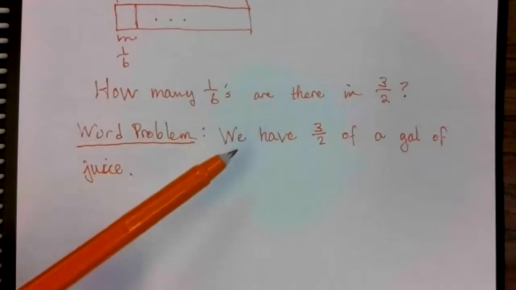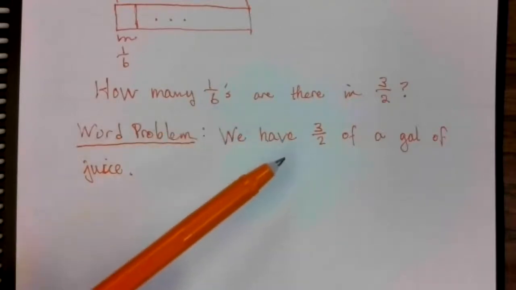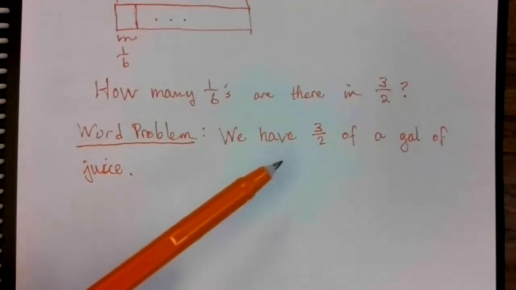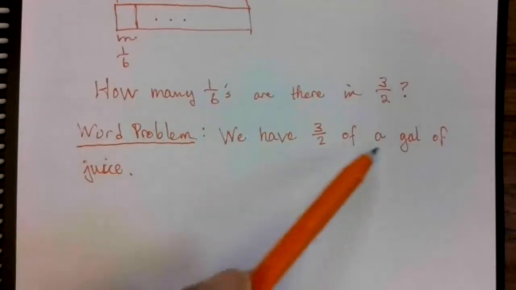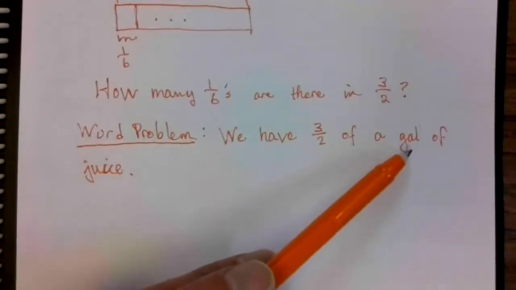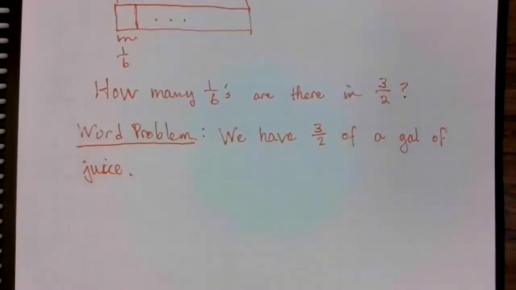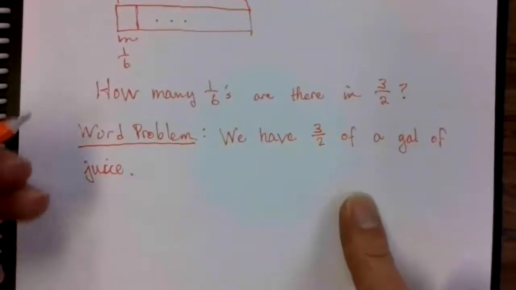Okay, now there are other situations like we have 3 halves boys. Well, that doesn't really work, right? Because 1 boy and then half a boy, that's not gonna really work. But something like this can be divided into any unit that we want. You have a gallon, you can cut that up in any number of pieces that you want by pouring it into the appropriate container. Okay, so this does make sense. We have 3 halves of a gallon of juice.